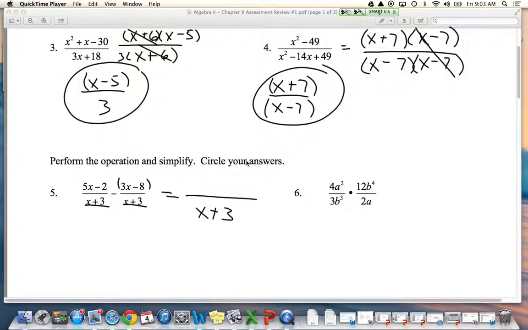Okay, so it's now going to be 5x minus 3x. Well, that's easy. That's 2x. Now, careful with this. It's a negative 2. Okay? It's a negative 2 minus a negative. So it's actually going to be plus. So it's negative 2 plus 8, which is 6.